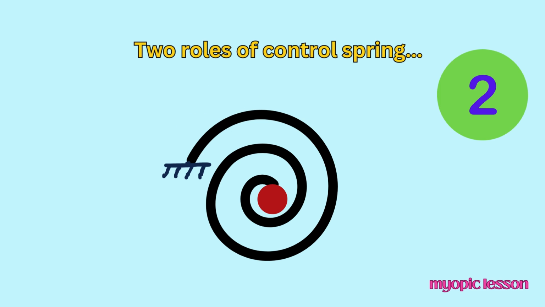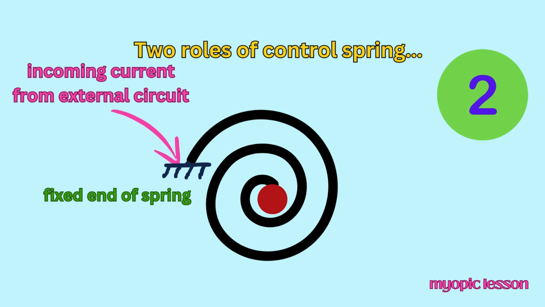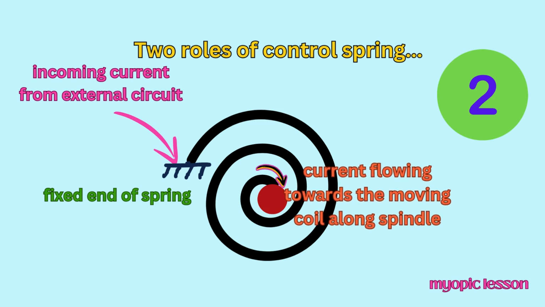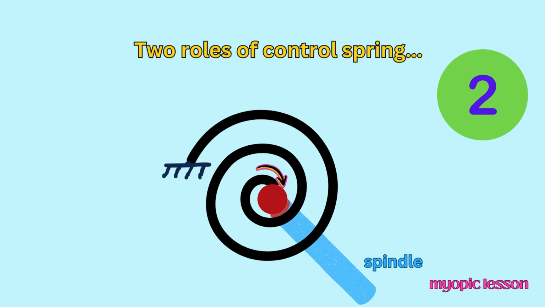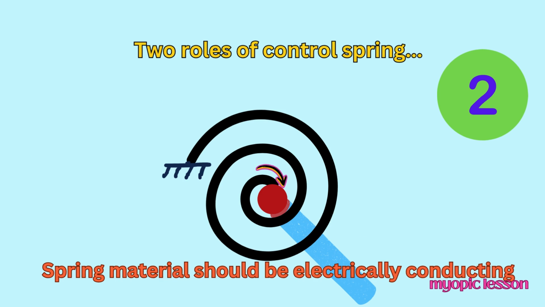The second role of the spring is a bit tricky. The fixed end of the spring allows incoming current. This current comes from the external circuit under measurement. The moving end of the spring guides this current along the spindle towards the moving coil of the former. The spring material therefore should be electrically conducting.